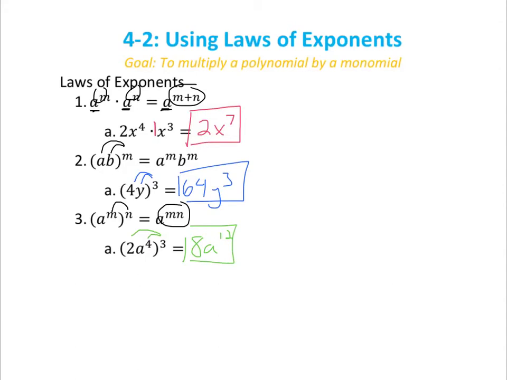All right, one thing you want to look over before you move on from here, make sure you see the difference between this one and this one. If you're multiplying the two things together, and they each have a power, you add the powers, the exponents. If it's a power to a power, then you multiply the exponents together. Let's do some examples.